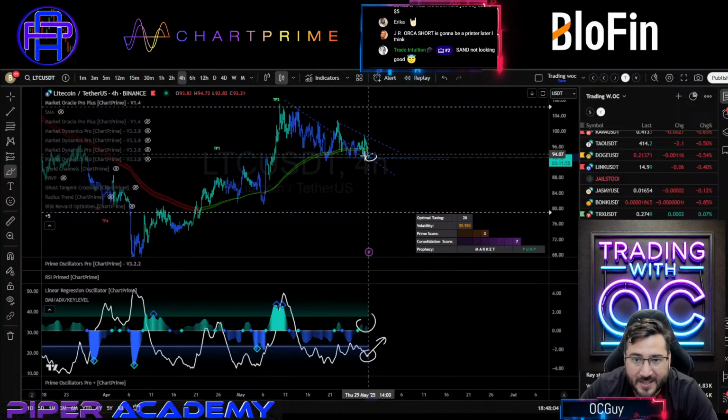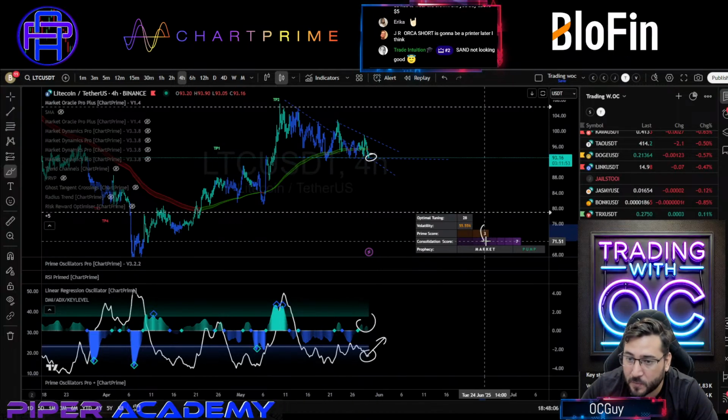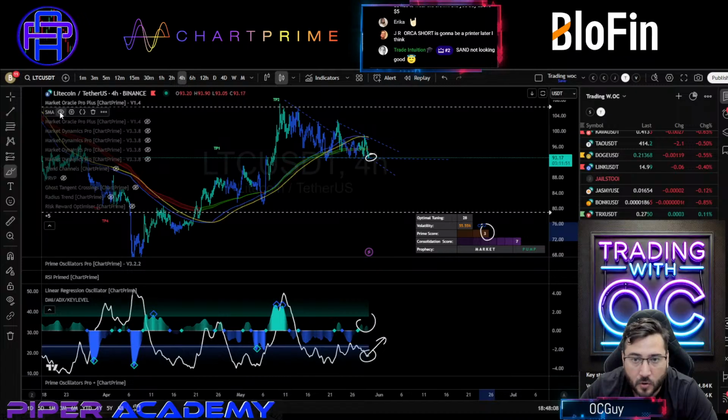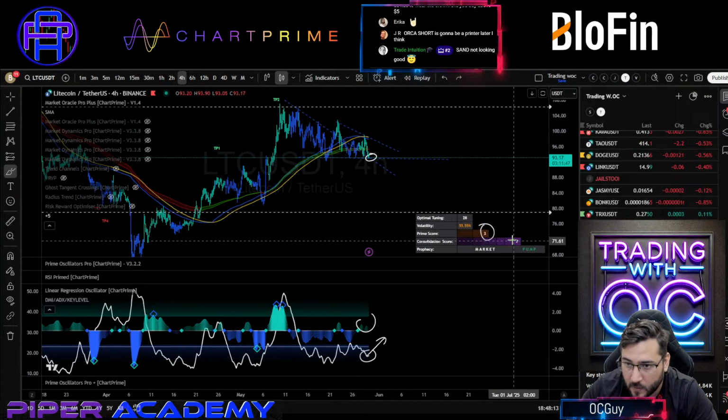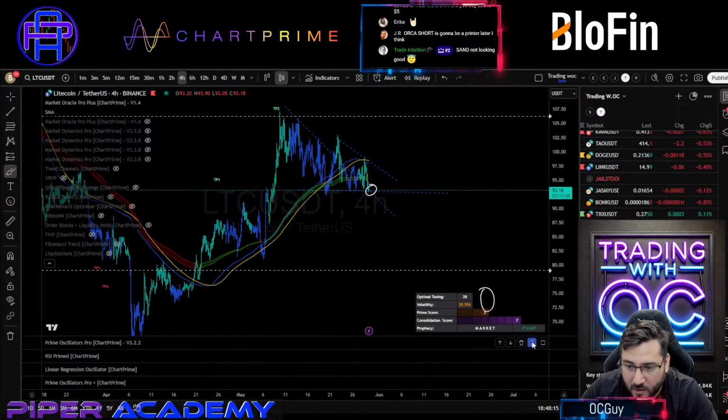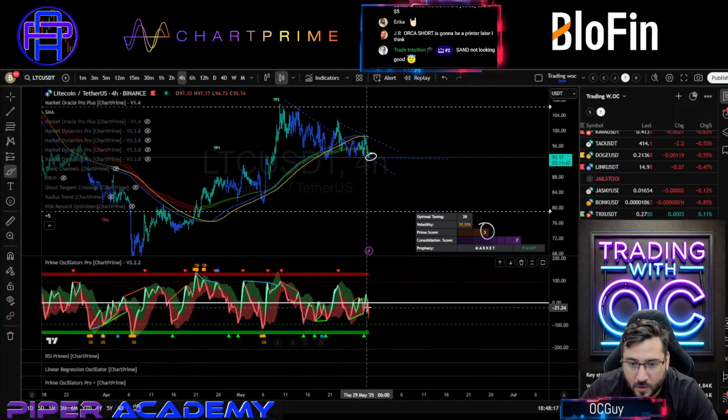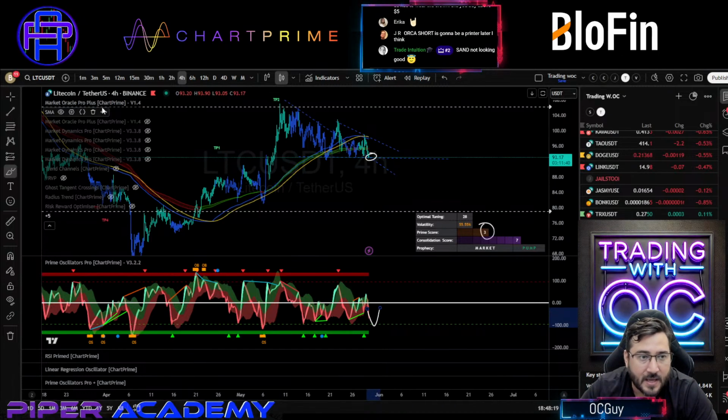So are you longing this area? It's hard for me to recommend that because we are below not only the dynamic reactor, we're very far below our SMA combo. All right, let's see what the other oscillator tells us. Yep, we're not close for a retest. Let's see, do we have some supports? Yes, we have a support. All right, that might change things.